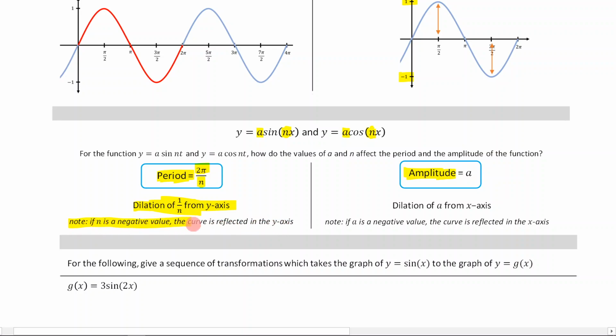So I've put this here, but I'm going to have another part of this lesson talking all about reflection, so don't freak out too much about that. And then for our amplitude, it's a dilation of a from the x-axis. Note, if a is a negative value, the curve is reflected in the x-axis. Don't freak out too much about reflections. We'll talk more about that soon in a different part.